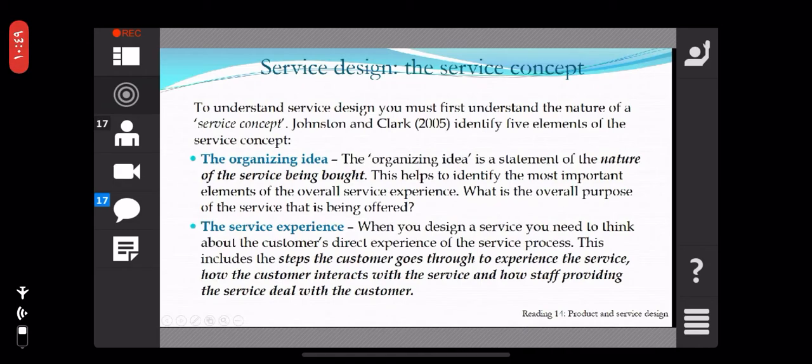of the service process. For example, what facilities do you have? Okay, what do you have for the customer? So basically, this process includes the steps the customer goes through to experience the service, how the customer interacts with the service, meaning how the customers are using or utilizing the services you provide, and how the staff providing the service deal with the customer.